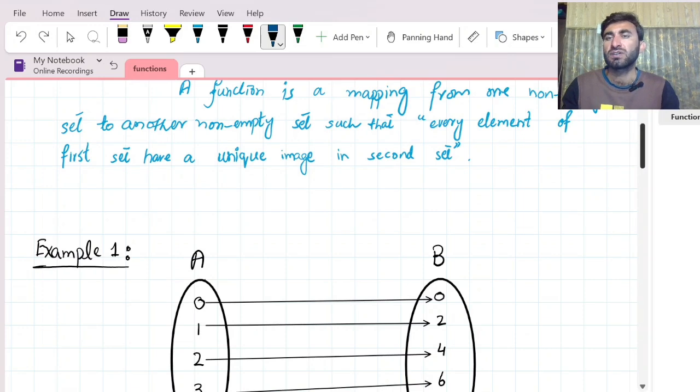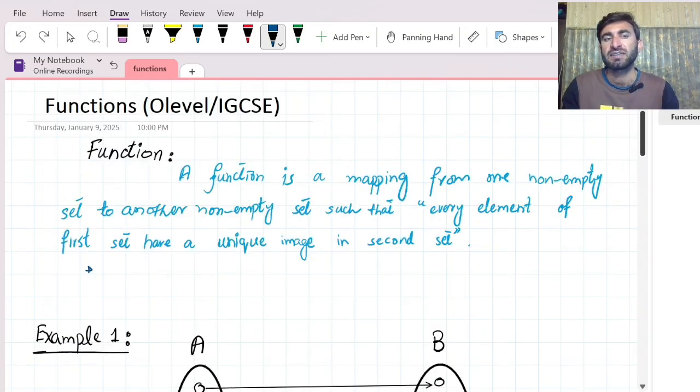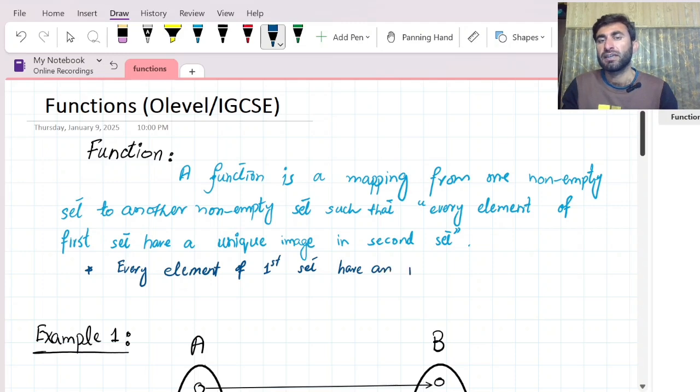It comprises of two conditions. The first condition says that every element of first set have an image in second set. While the second condition says that the image should be unique.